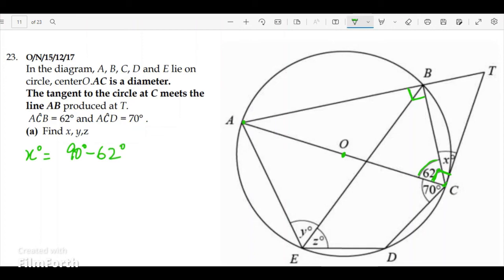And again, the reason why this is 90 is because this is the angle between tangent and radius. Next is saying we have to work out y. By the way, the answer of this is 28 degrees. We have to work out y.